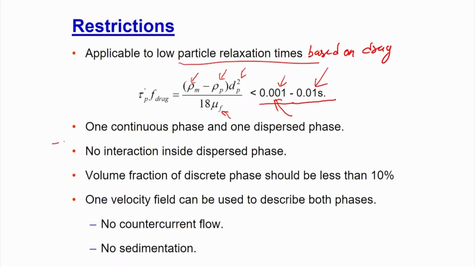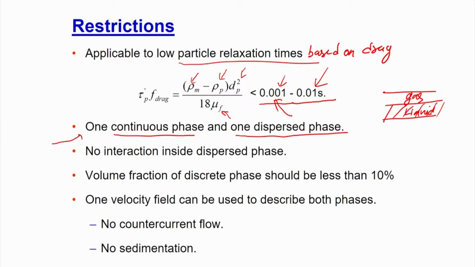Then there is another limitation: one phase should be continuous and one phase should be dispersed. If two continuous phases are moving together, then it is difficult to model. So, if you want to model a separated flow, suppose there is a pipe where gas and liquid are flowing, this is liquid, this is gas, then you cannot use the algebraic slip model. One phase needs to be dispersed and one phase needs to be continuous, and only then can this model be used.